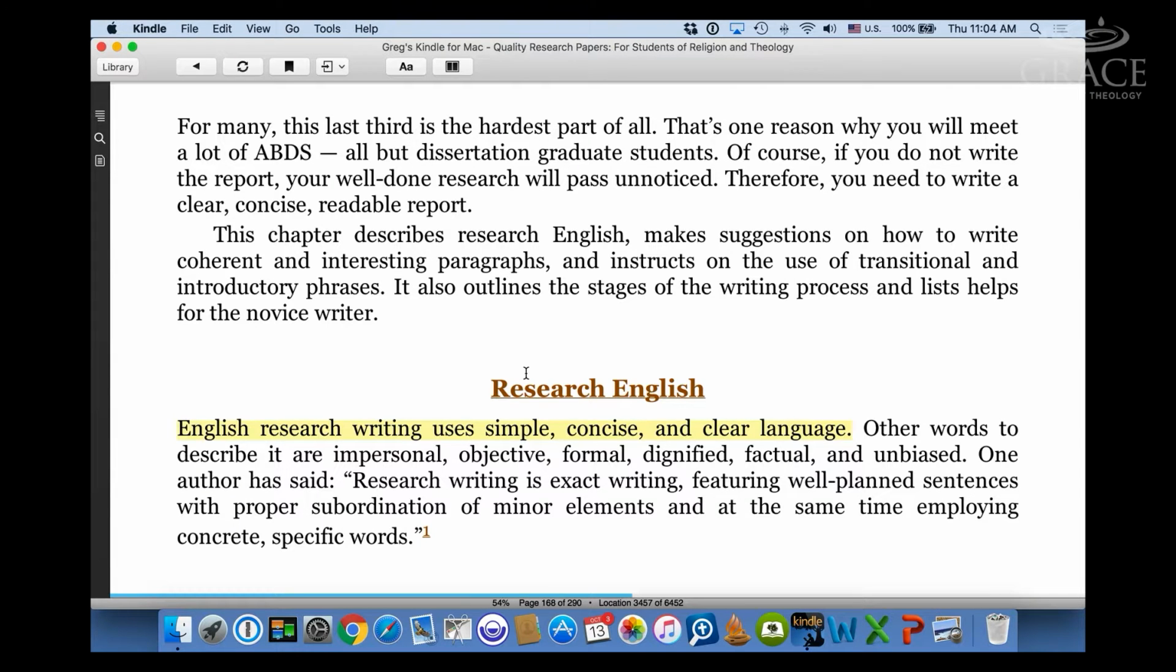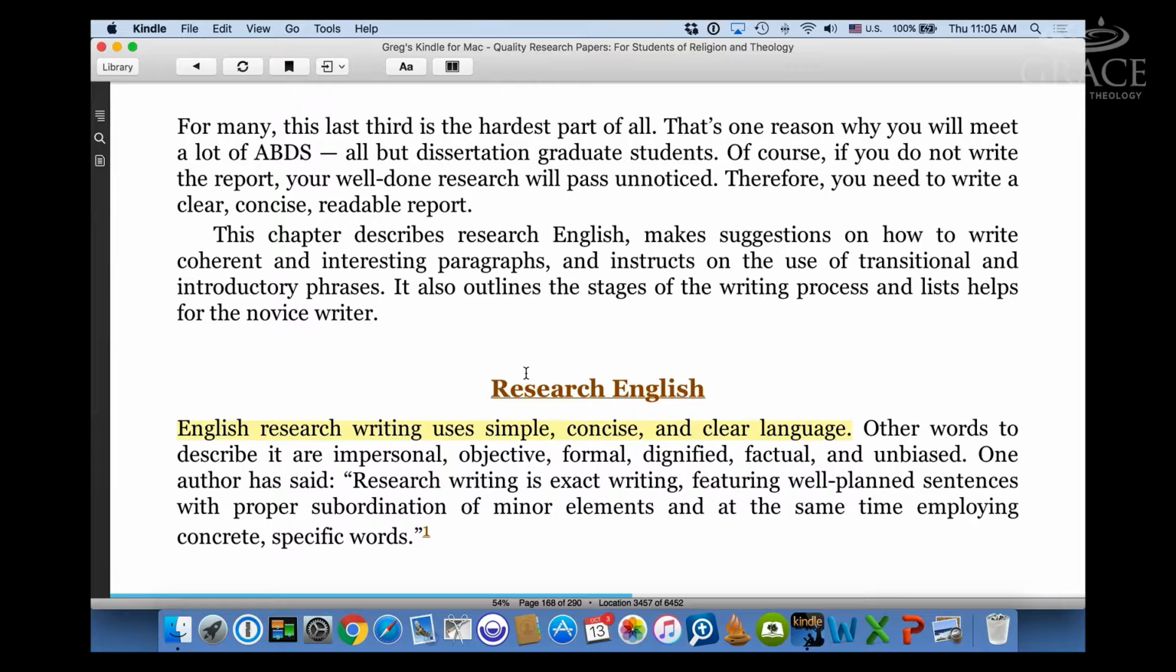English research writing uses simple, concise, and clear language. And I might add at this point, I'm having you read a book called Strunk and White, and we will go over that pretty soon. Strunk and White, I think, came out first in the 1920s, but it's always been the little concise guide book for writing, and they drive home the same point about simple, concise, and clear language.